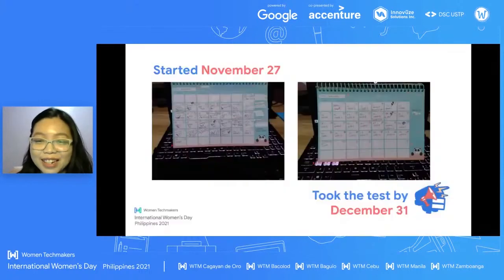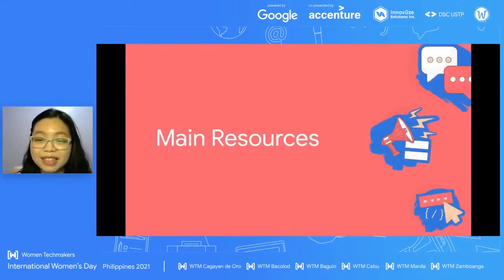The next screen would be kind of a chaotic picture. This is like my calendar there. I started preparing for it on November 27, and then I took the test by December 31. So that's pretty much the holiday season. And of course, December 31 would be New Year's Eve. So that's pretty fun and exciting at the same time, that I'm taking the test on December 31, New Year's Eve. So yeah, and these are the main resources that I used.